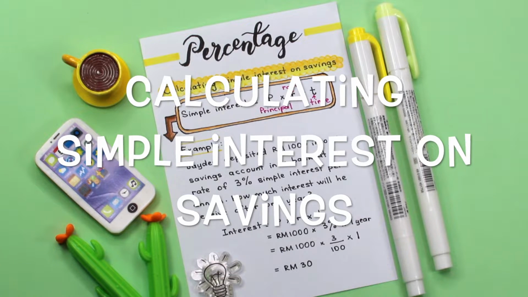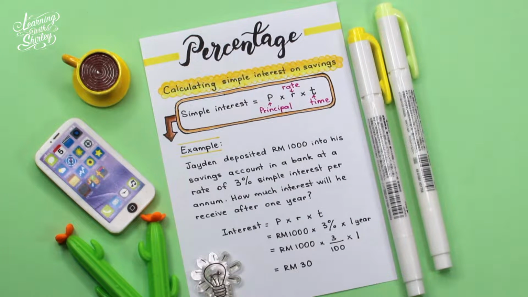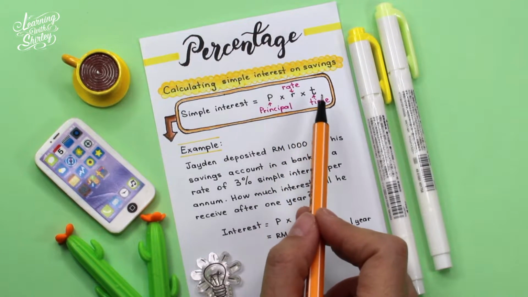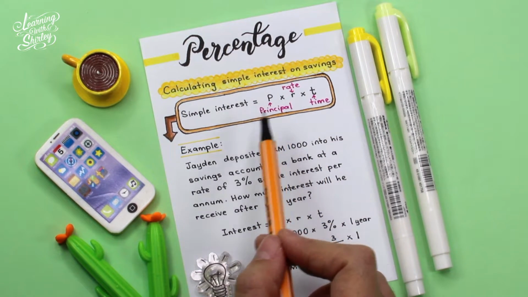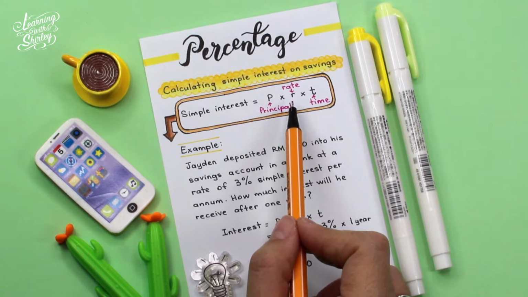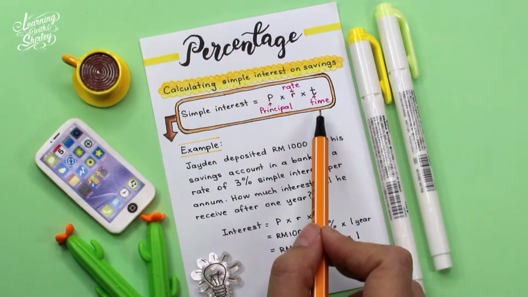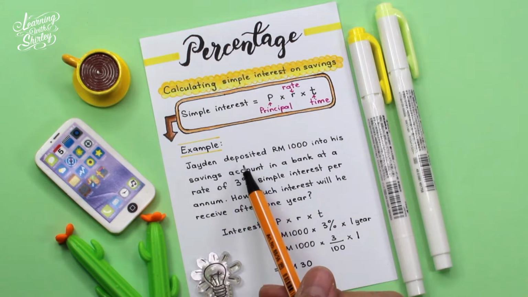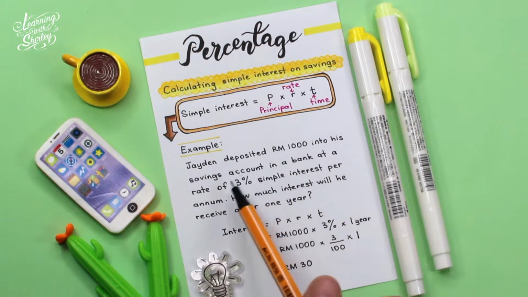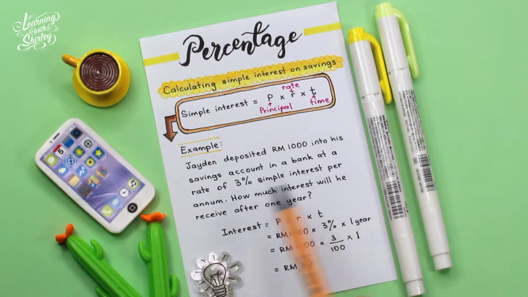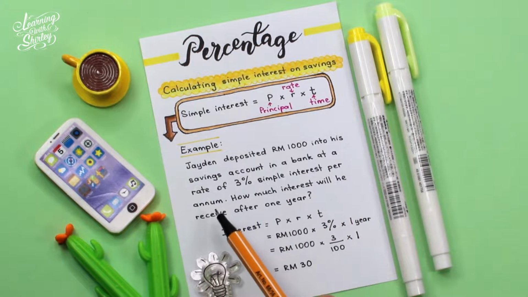How to calculate simple interest on savings? To calculate simple interest, we use this formula, which is P times R times T. P stands for principal, which is the money that we put in at first. R stands for the rate offered by the bank, and T stands for time, which is in year. Let's look at this example. Jayden deposited 1,000 ringgit into his savings account in a bank at a rate of 3% simple interest per annum. So per annum means per year.